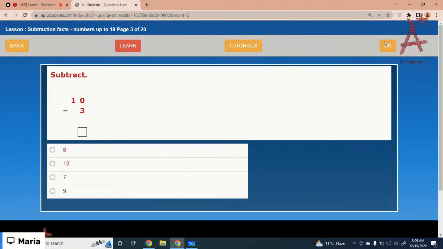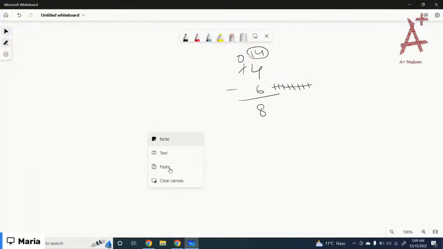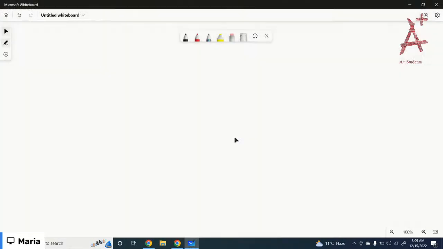The next one is 10 take away 3. Just listen to me carefully. Here you have 0. You cannot subtract 0 out of 3 because 0 is a smaller number. So you have to make the number greater than 3. You have to borrow 1 from the next digit.